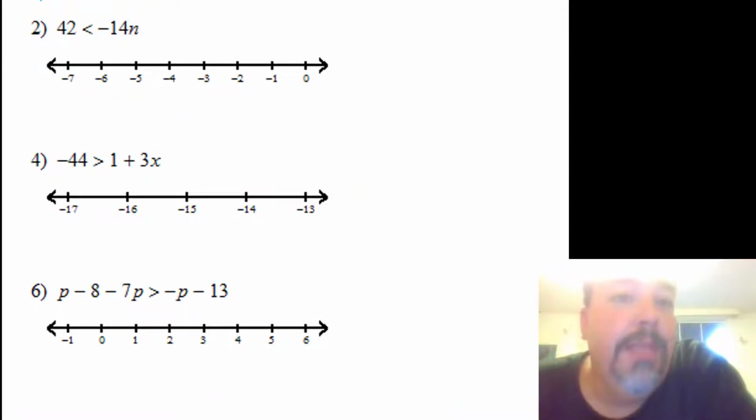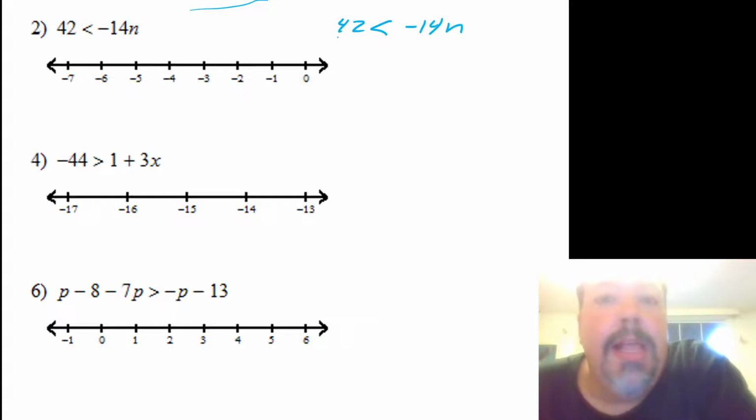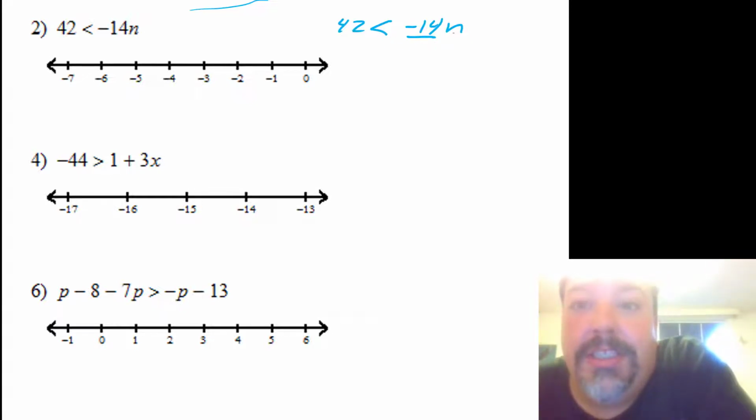So number 2, here we've got 42 is less than negative 14n. And we got all the n's here on the right side. So a couple things we could do. Let's just get the n by itself here first. Divide both sides by negative 14.